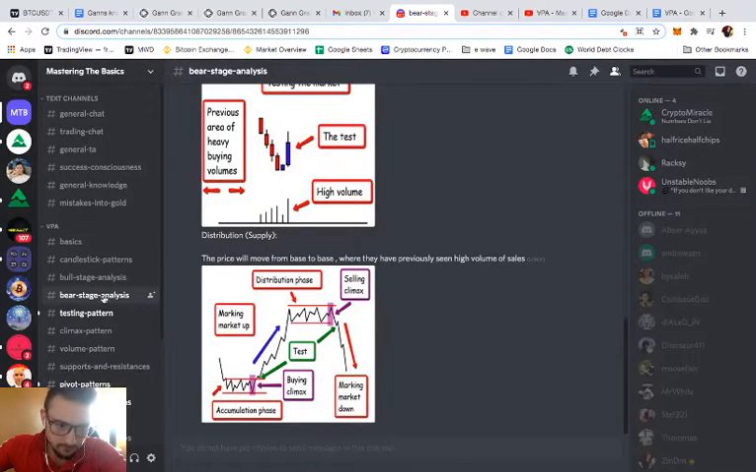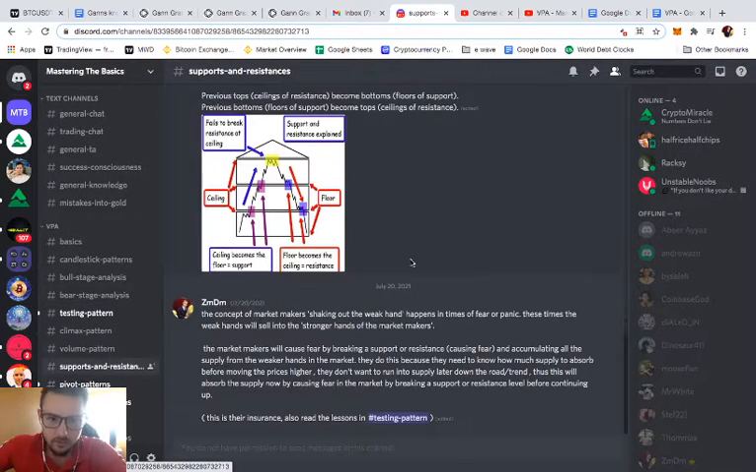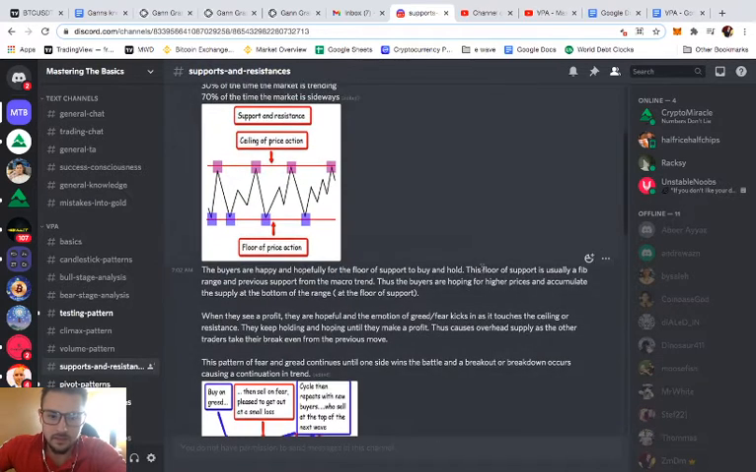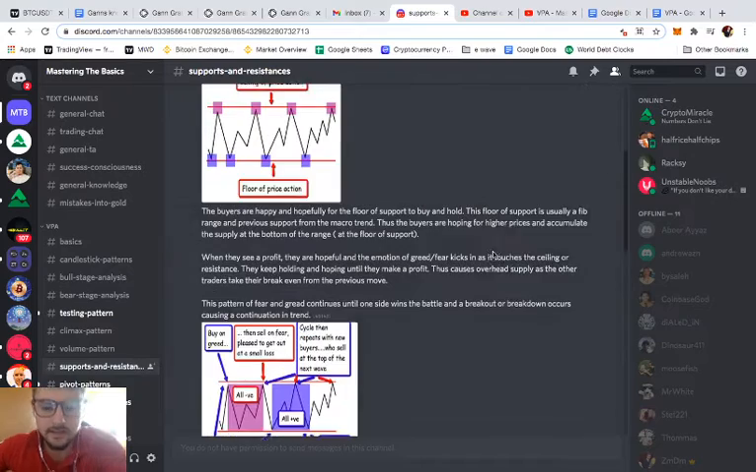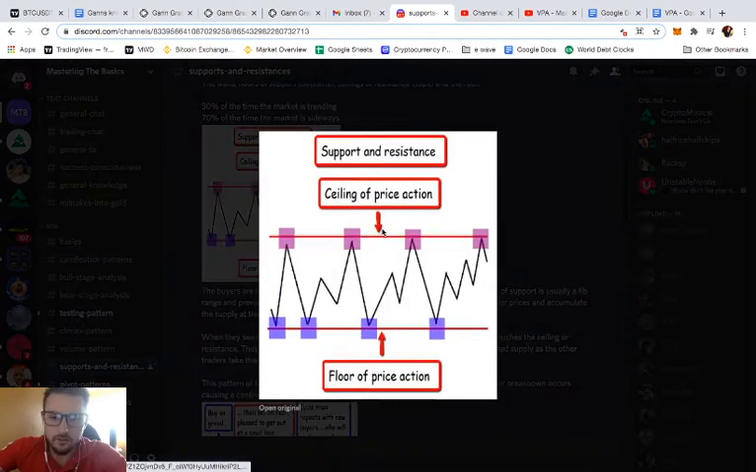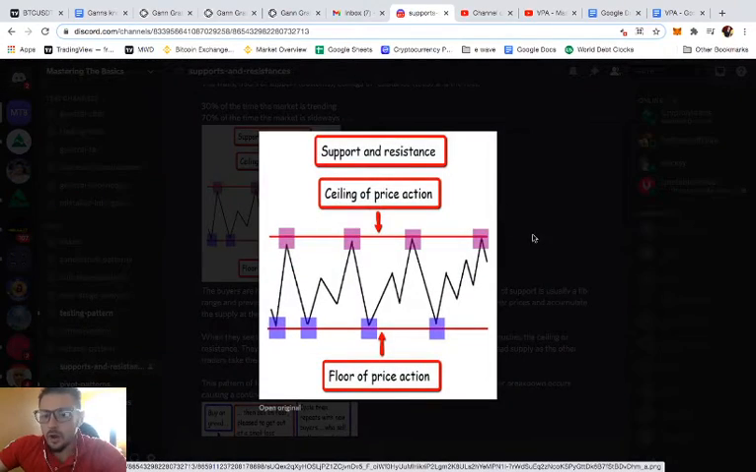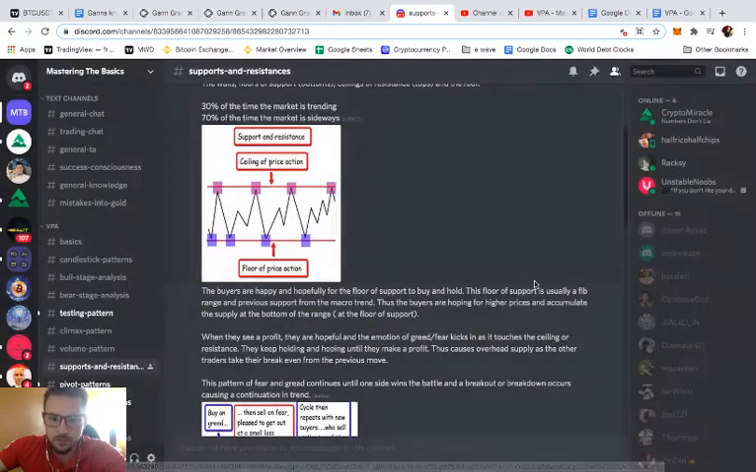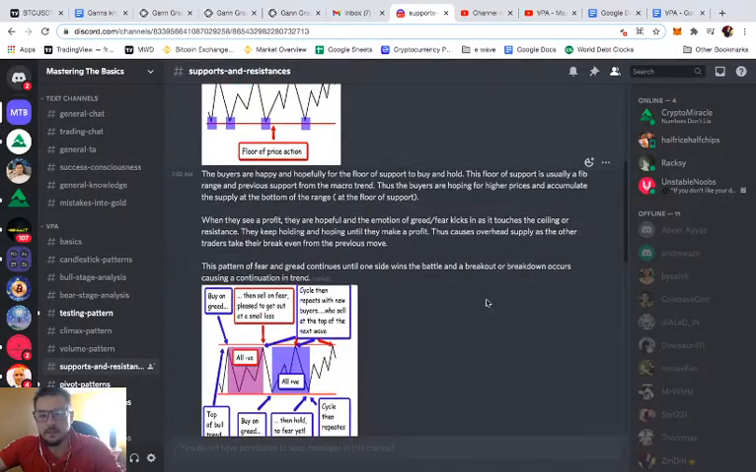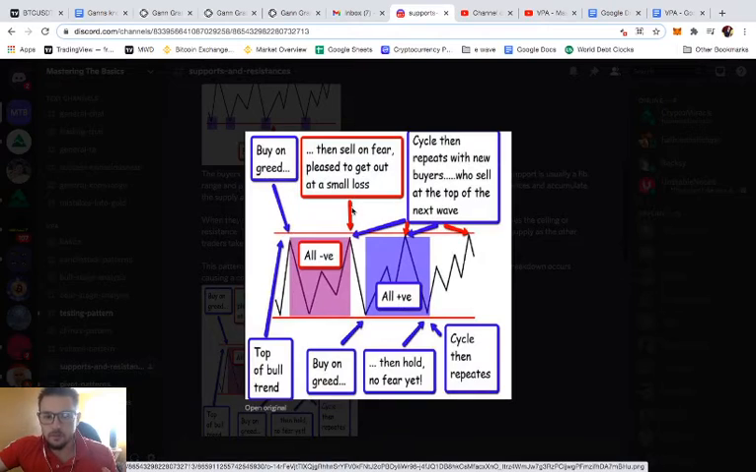I'll end off the video here with support and resistance. I wanted to show you guys this because it's important. So this is a range. There's a ceiling of support. This is the ceiling or the top. And there's the bottom. This is what we call the floor. Okay. Next picture, it basically explains the emotions.